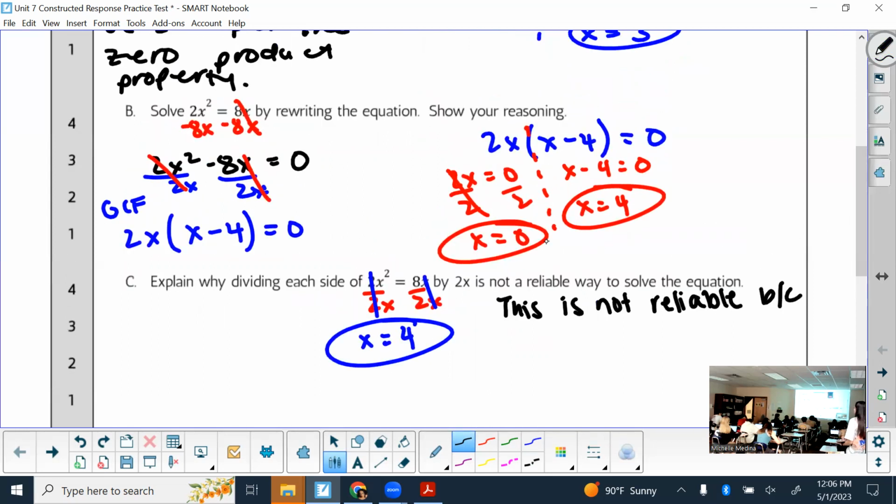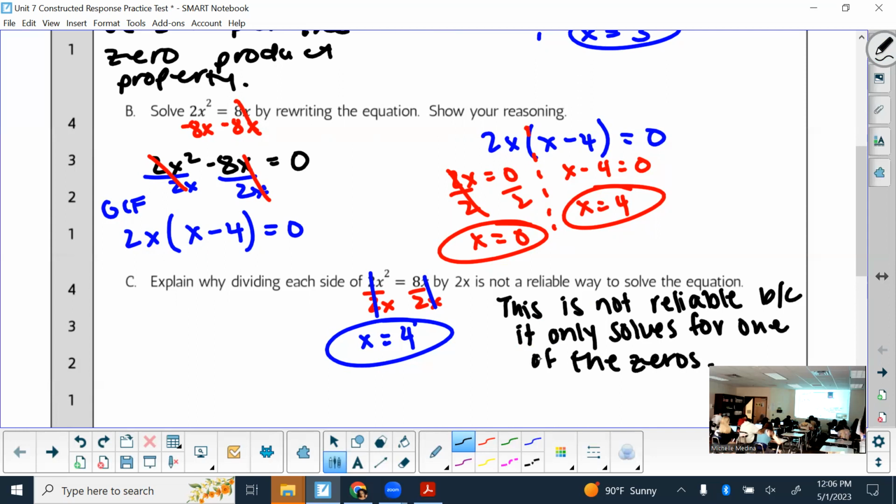It doesn't solve for both of them because it only solves for one of the zeros. So it does isolate the x, which is usually our goal, but there's usually 2 answers for quadratic functions. So it doesn't find both of them. That's why it's not reliable. Nolan, question?